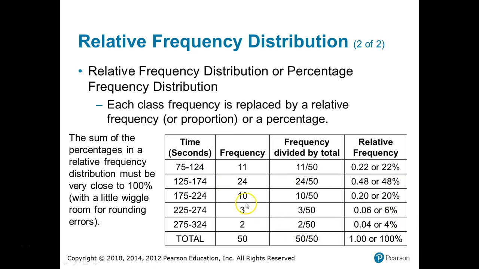One thing to note is that if you add all the relative frequencies together, you should get 1 or 100%, or maybe there's a little wiggle room for rounding errors, but everything should be at that 100% if all data values are represented.